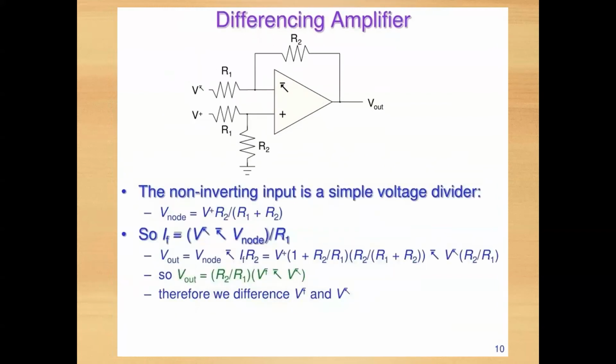Differentiating amplifier: the non-inverting input is a simple voltage divider. So by calculating, we get V output is equal to R2 by R1 into V positive minus V negative. Therefore, the voltage difference is signified in the V output.